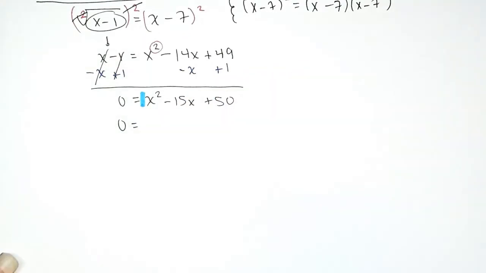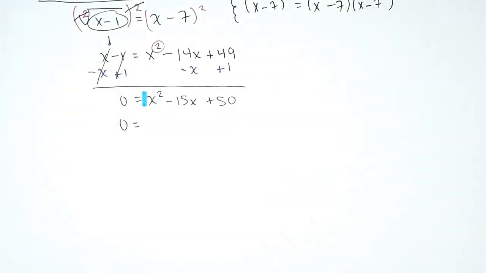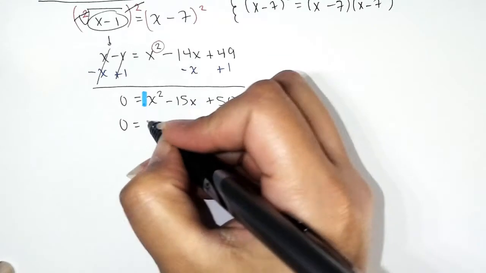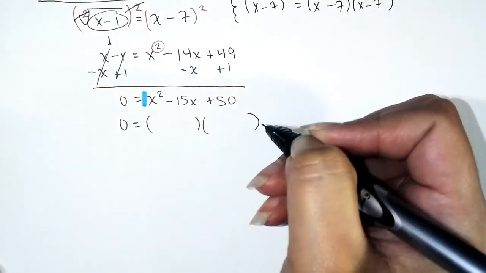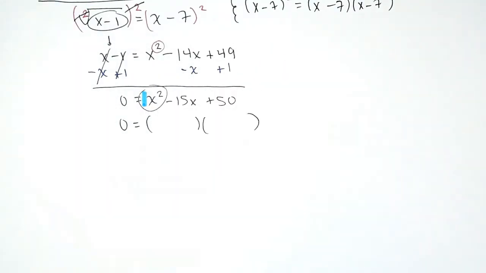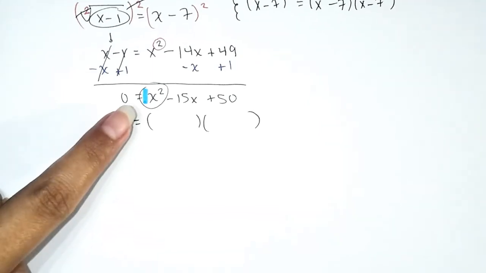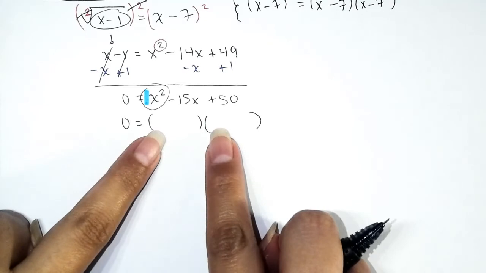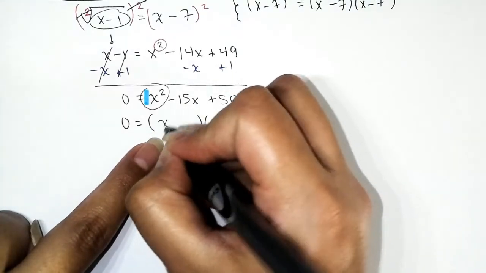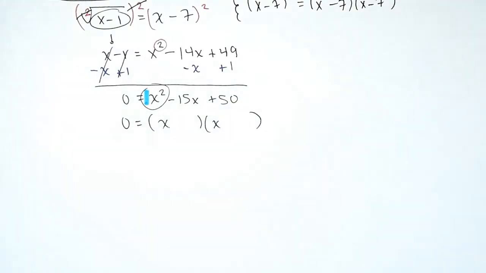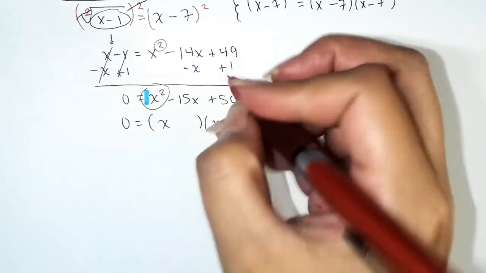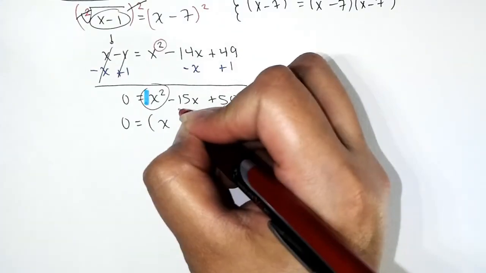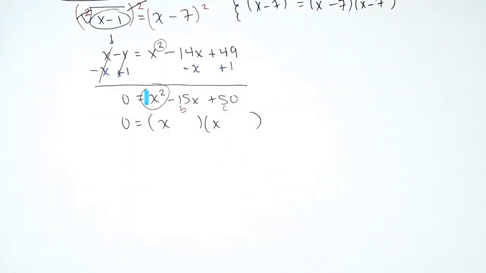Because we have a trinomial and the leading coefficient is 1, we're going to go straight to throwing down parentheses and focus on getting that first term. The product of the first terms needs to give us x squared, and we're going to use the variable times itself. To complete the binomial factors, we want factors of c that add up to b, factors of 50 that add up to negative 15.